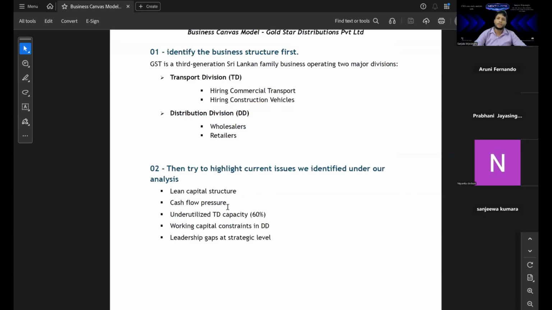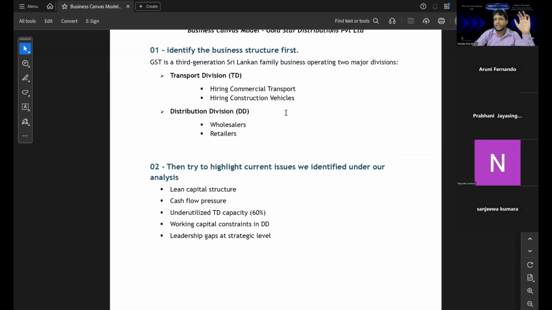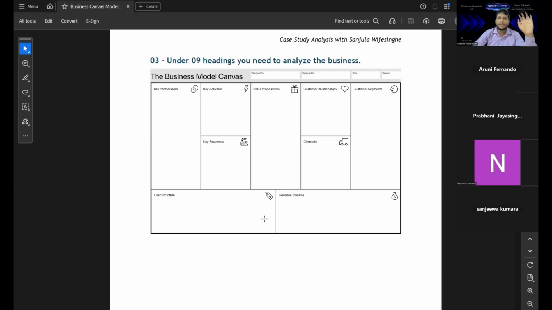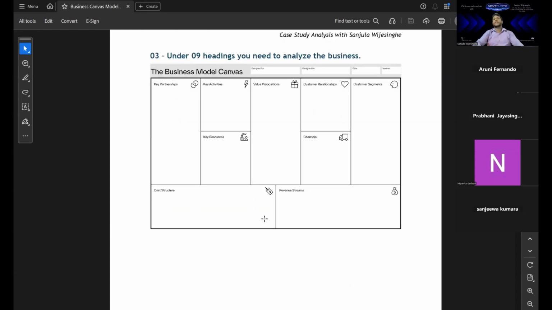This is what you need to identify first of all. First of all, the business nature, not only the structure: what they are doing and what the current stage is. At the moment you have done SWOT analysis, PESTLE analysis, Porter's five forces, and a lot of analysis related to the business. Then you have a fair understanding of the business. Then try to highlight the issues. I explained that also. Then we will move to the business canvas model.